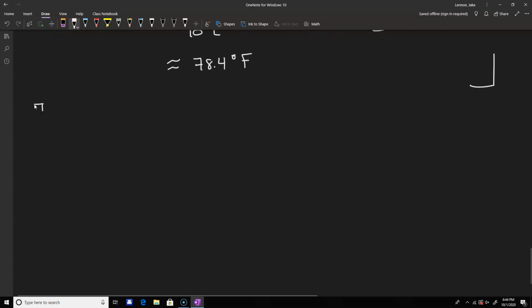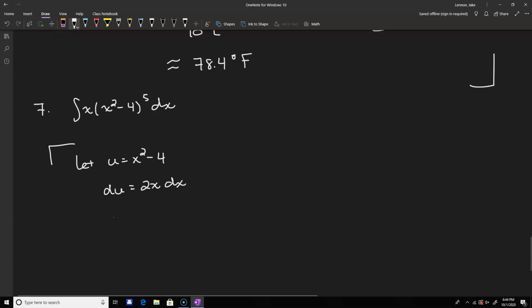So for number 7, we have the integral of x times the quantity x squared minus 4 to the 5th. For each of these, we just want to integrate. This one's substitution. So again, we want to let u be x squared minus 4, and then we want to compute du. So du is just 2x dx. Then solve for dx, so du over 2x is the value of dx.